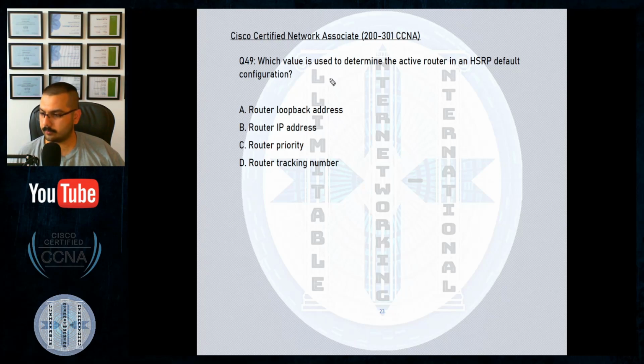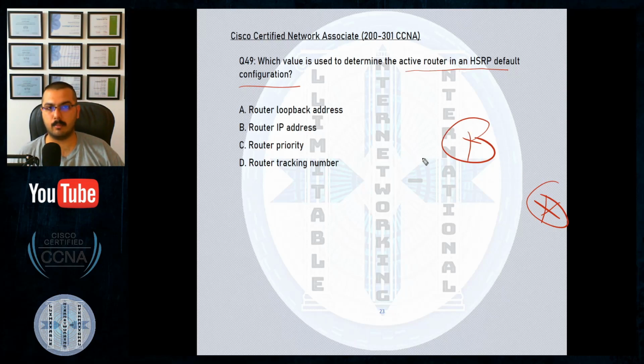49. Which value is used to determine the active router in an HSRP config? You remember that? No, you do not, because we did not implement the lab yet. Lab number 3 in the English Mega Lab series will be about HSRP. By default, both routers in an HSRP environment have something that specifies which one of them should be the active router, and that's called the router priority. But by default it's 100 here, 100 here, so you should change it, you should specify it.